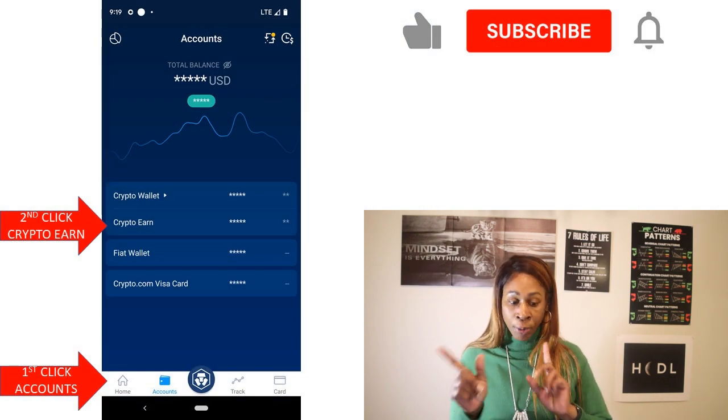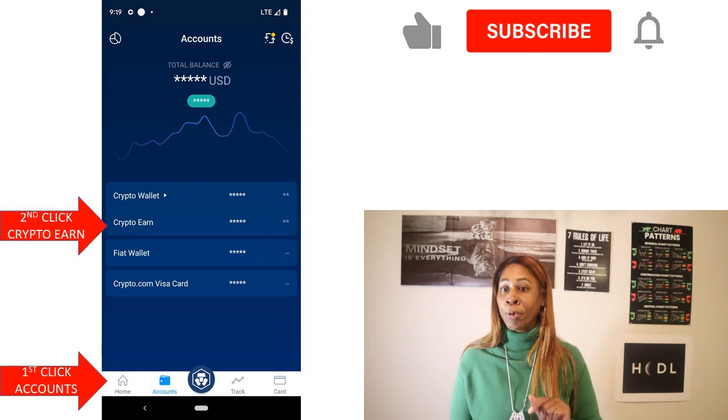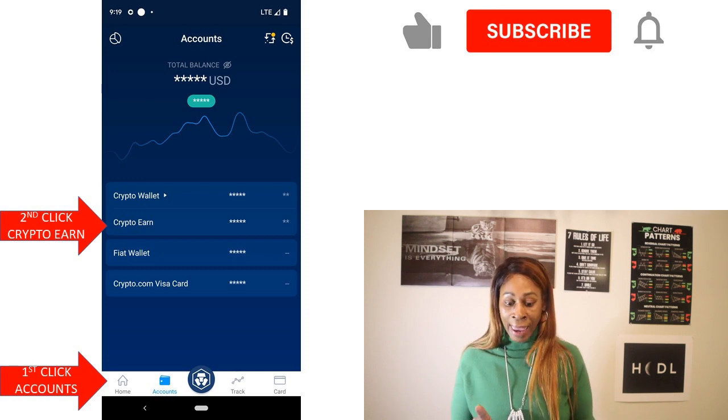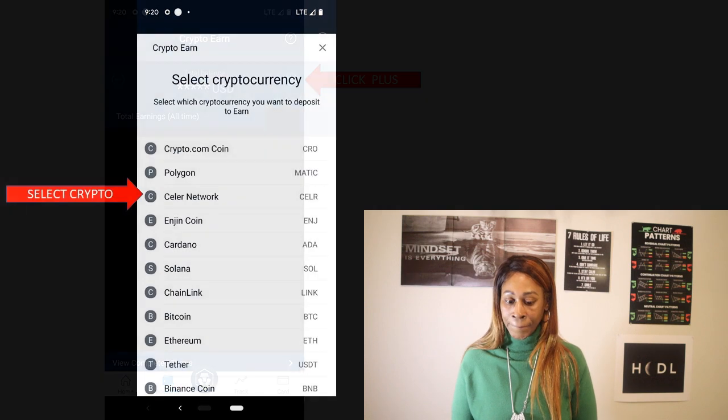Okay, let's go ahead and get started on how to earn free crypto on crypto.com. First, make sure you are at the accounts tab. The first thing you do, click on the accounts. Second thing, click on crypto earn. Next, you want to click that plus sign in the circle, the blue plus sign.